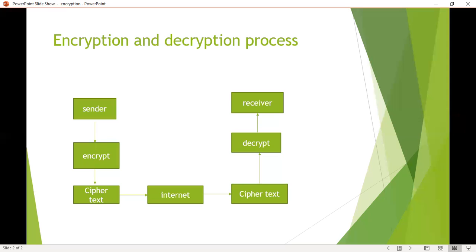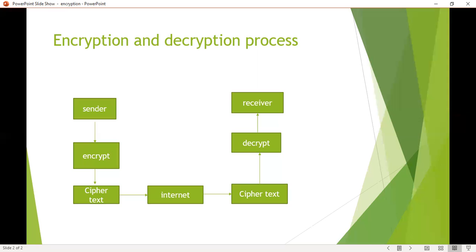While encrypting the message, the sender uses two types of key. One is the symmetric key and the other one is the asymmetric key. Symmetric key means both sender and receiver use the same key for sending and receiving. When the sender uses a different key and the receiver uses a different key, that is an asymmetric key. So they can use a symmetric key as well as an asymmetric key.